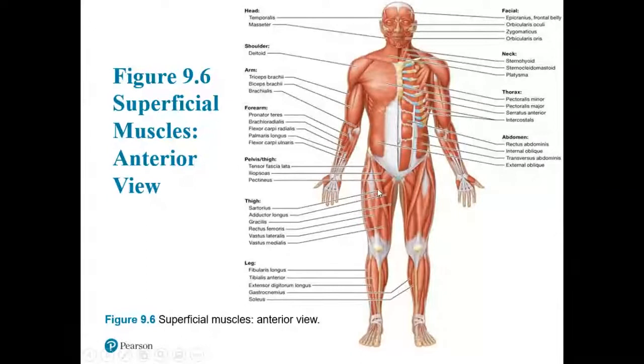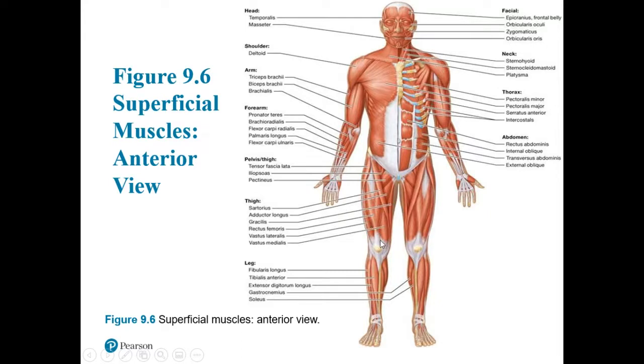I talked about sartorius. So the sartorius inserts on the iliac crest laterally, and then it inserts onto the tibia, on the opposite side of the tibia. So notice how it traverses the entire leg at an angle, right? So that right there allows you to rotate your leg. So sartorius is for rotation of the leg.